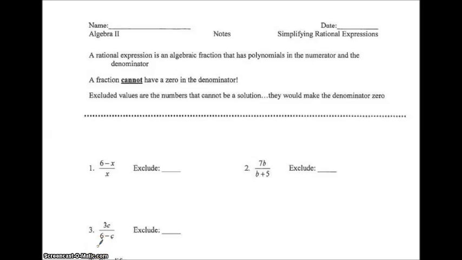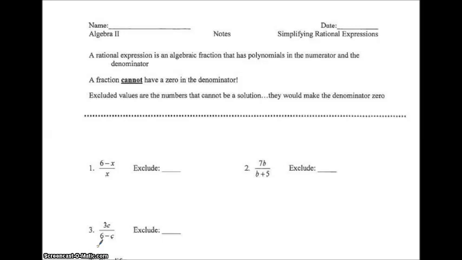Okay, this is Algebra 2. We're starting a new unit today. We're going to be looking at rational expressions. And something is rational if you have an x in the denominator or the bottom of a fraction, anywhere, whether you have a plus or a minus or just an x. If there is an x in the bottom, it's rational.